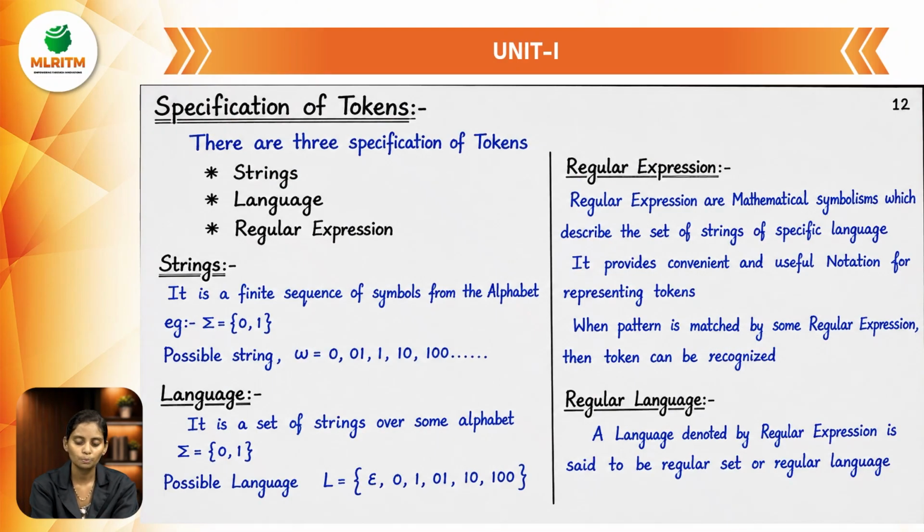So the next thing is the specification of tokens. Already we have discussed what a token is. Then there are different kinds of specifications. How do you specify the token? The token contains strings, it contains language, and it contains a regular expression.